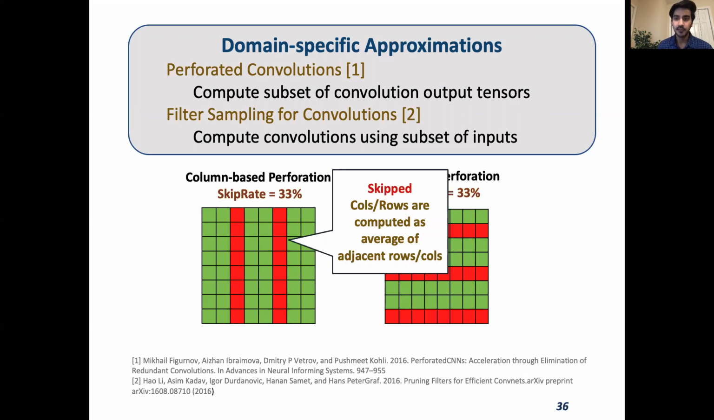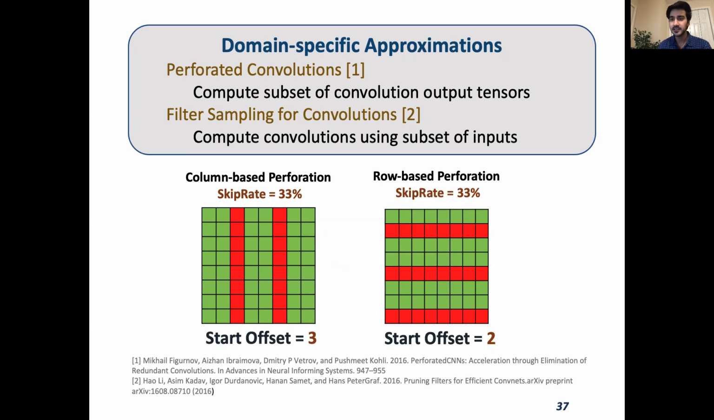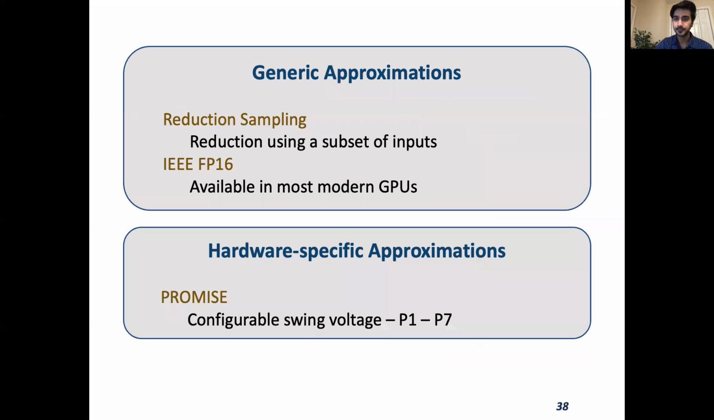In both figures, 1 out of 3 rows or columns are skipped, and so the skip rate or perforation rate is 33%. Another knob is the start offset at which the rows or columns are skipped. For instance, in the left image, the perforation starts at the third row, so the start offset is 3. While in the right image, the perforation starts at the second row, so the offset is 2. The kind of perforation to apply, the perforation rate, and the start offset are all tunable parameters that are exposed to the tuner and tuned on a per operation basis. Similar knobs exist for other approximations, and these are detailed in the paper.